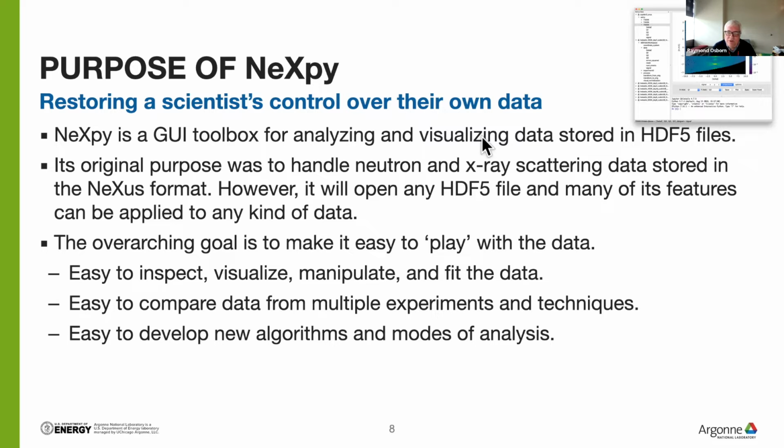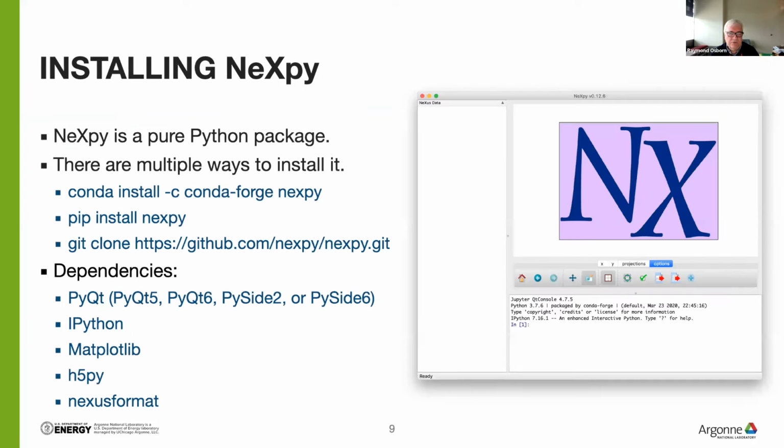But as I hope to show, I believe that many of its features could be useful to other people in the HDF5 community, and that's up to you to decide. Anyway, the overarching goal is to make it easy to play with the data. So it has tools for inspecting the components of the data, visualizing them, manipulating them, fitting them, etc. One key thing is we collect a lot of data as a function of, say, some parametric variable like temperature, and we want to see how that data is varying from one scan to the next. So we've developed tools that allow us to compare multiple data sets. And we have the ability to develop new algorithms and modes of analysis. I'll show something of that later.